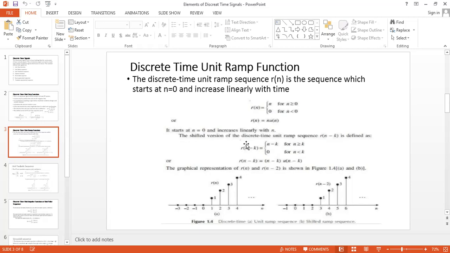If there is a shift, that is r of n minus k, then it is defined as r of n minus k is equal to n minus k for n greater than k. If it is n minus 2, then only after 2 will the value start increasing linearly. So this is the graph.